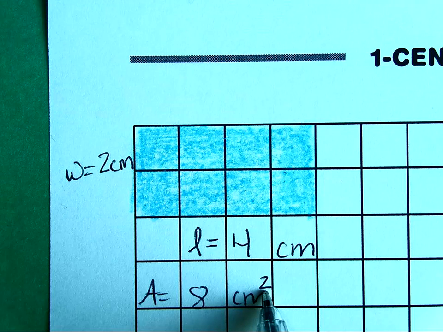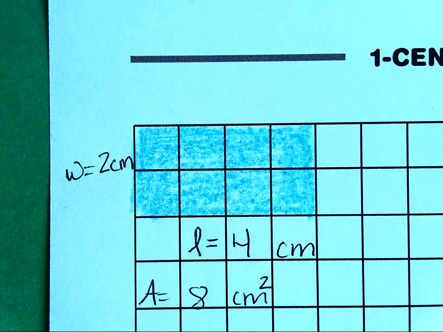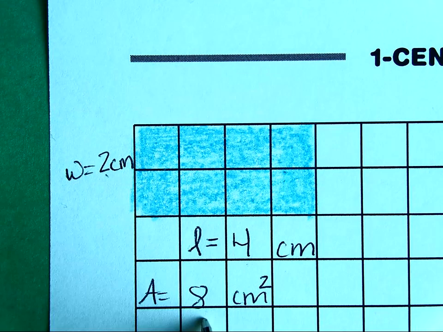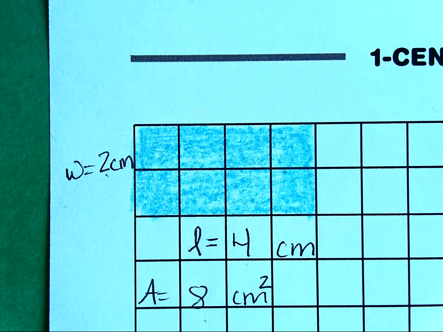Notice that to find this area, I could have also multiplied the width by the length. So 2 times 4 also gives me 8. So you can multiply the length times the width to get your area, or you can count each individual centimeter squared to find out the total area.